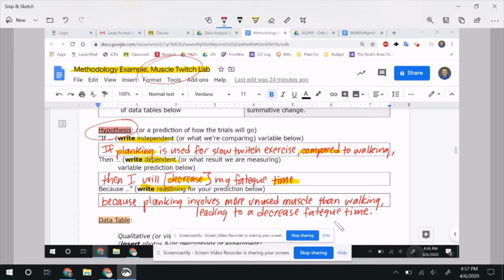And that, folks, is how you do a hypothesis. If you've got questions, feel free to email me or let me know in class if it's applicable. Again, this is just an example lab. We don't do muscle twitch here in Agriscience, but it's just to give you a third lab to consider and understand how we put that hypothesis together. Hopefully all goes well. Let me know if you've got questions.